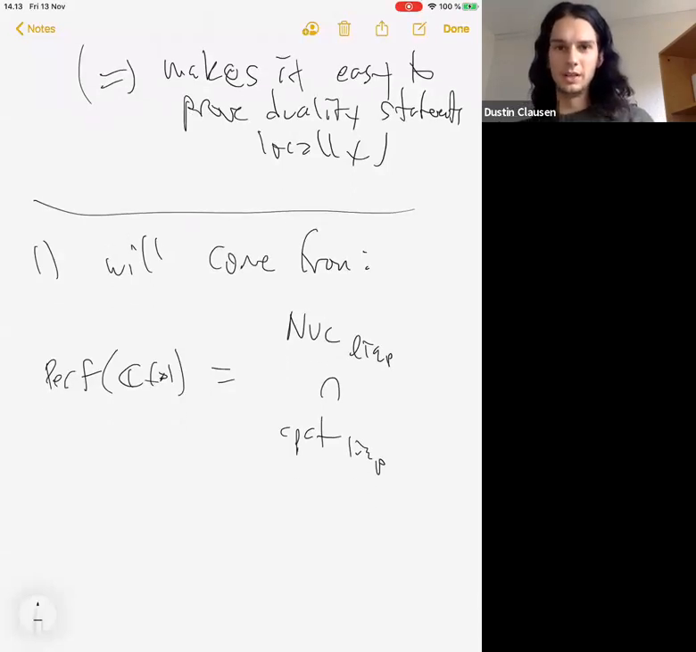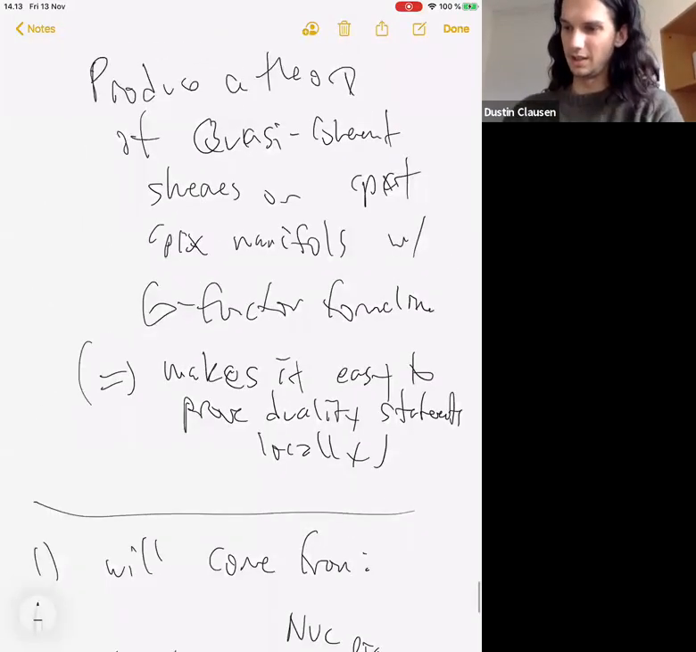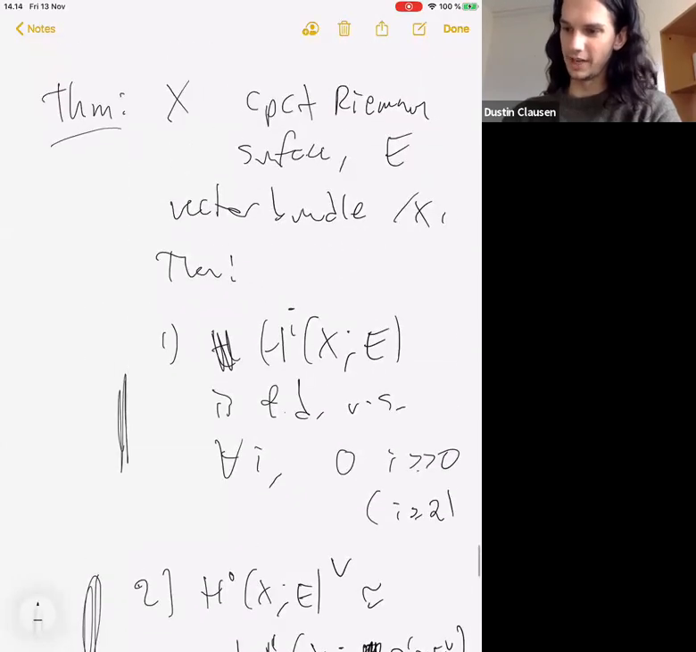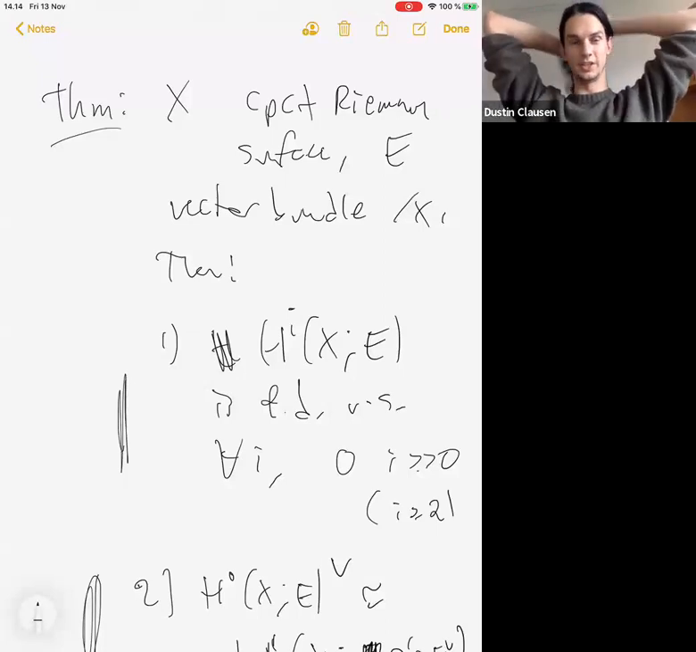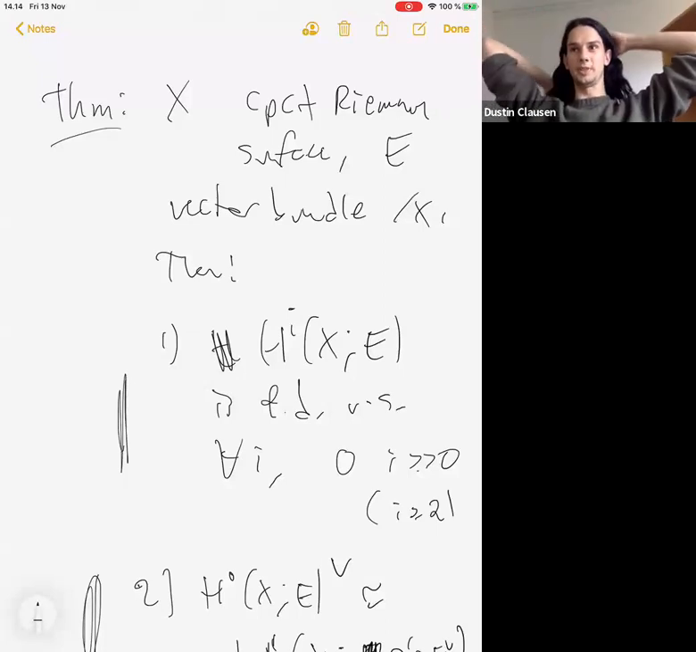So what we'll really see is that the derived global sections of a vector bundle is both a nuclear space and a compact object in the liquid theory. And then here I can explain what happens when it's non-compact. So when it's non-compact, there's two different kinds of global sections you might consider. There's ordinary global sections and compactly supported global sections.